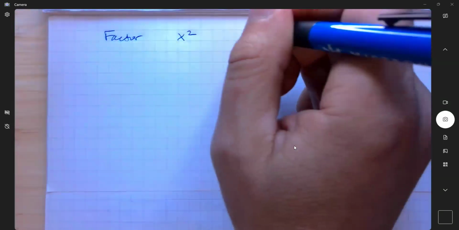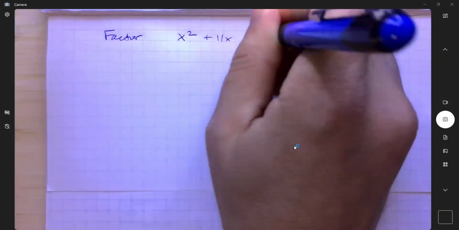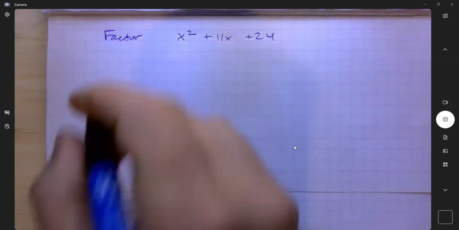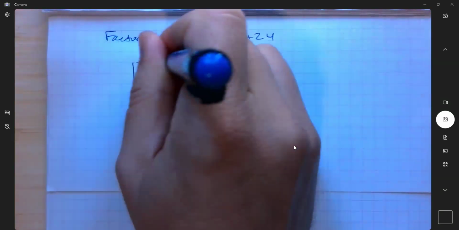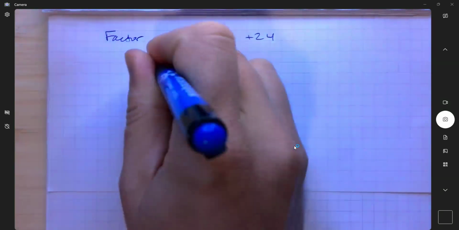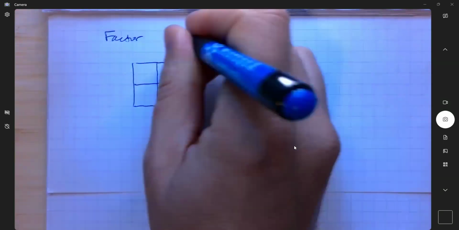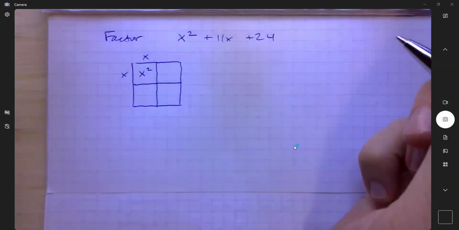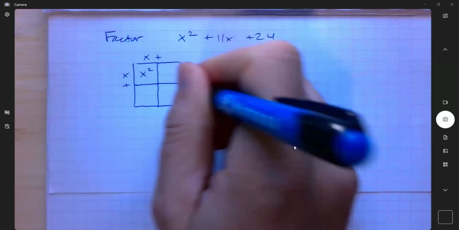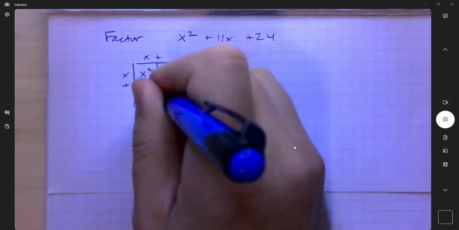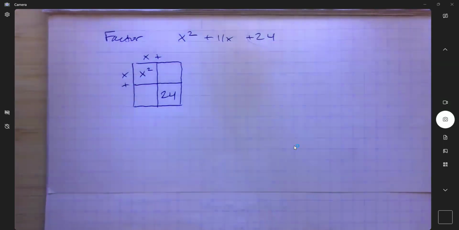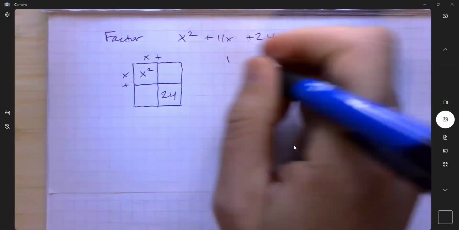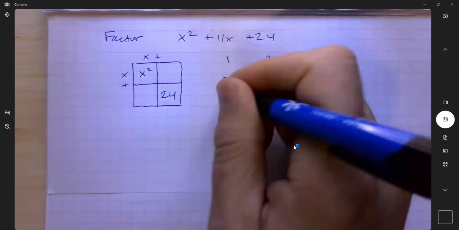So let's factor, let's see, x squared plus 11x plus 24. So I set up my box. I'm going to build it in reverse. And one thing I know for sure is since I have an x squared here, it must be an x along the top and along the side. And since I have a 24 as my constant, it must be a 24 in the lower right panel of the box.